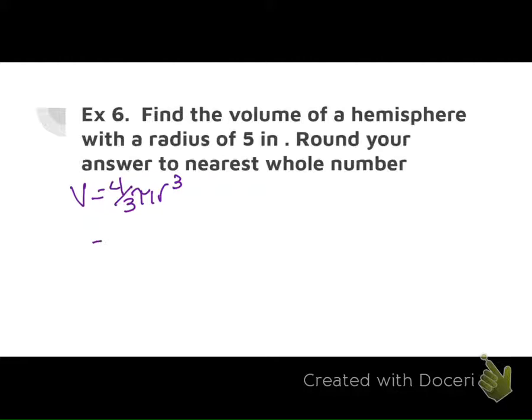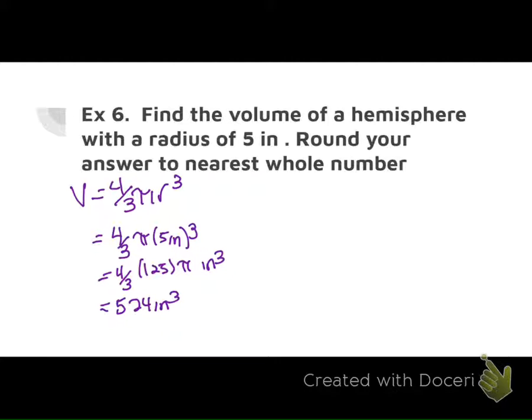Okay, so what is the radius of this figure? So we have 4/3 pi 5 inches cubed. What is 5 cubed? 125. So we have 125 pi inches cubed. At this point, I'm okay if you want to put it all in your calculator. 4 divided by 3 times 125 times pi. 524? Okay, so we have 524 inches cubed.